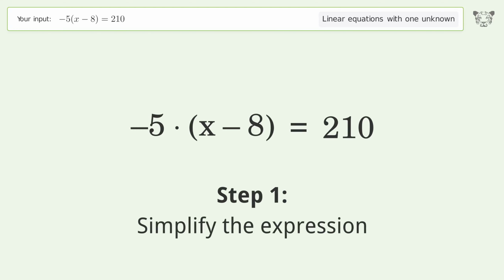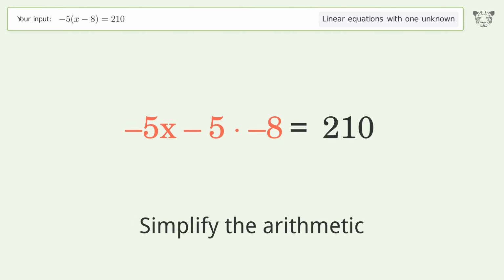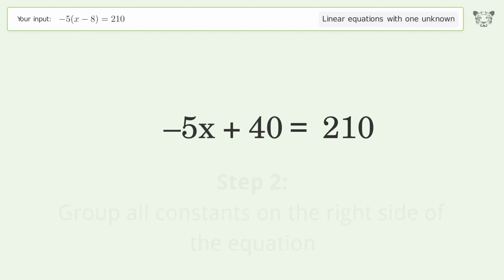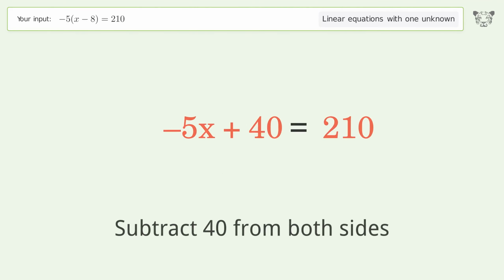Simplify the expression. Expand the parentheses. Simplify the arithmetic. Group all constants on the right side of the equation. Subtract 40 from both sides. Simplify the arithmetic.